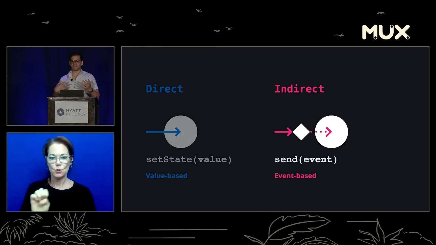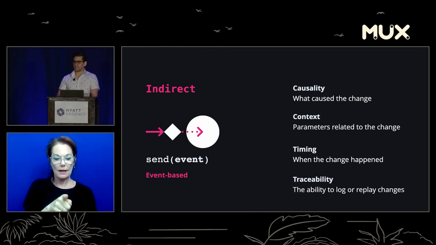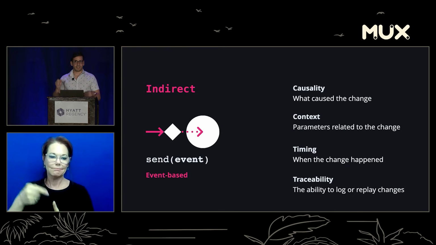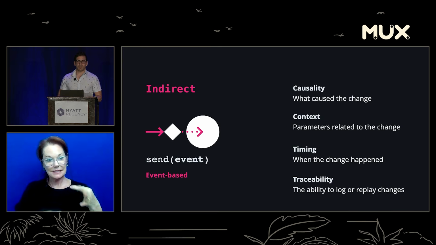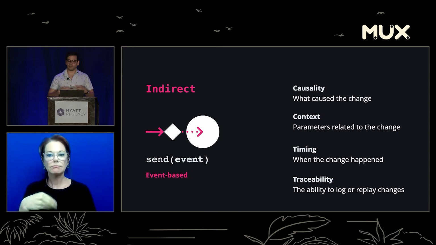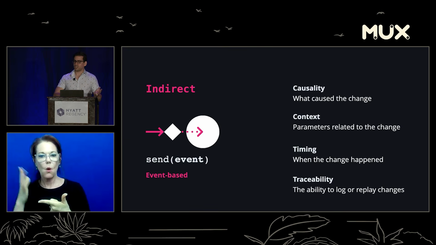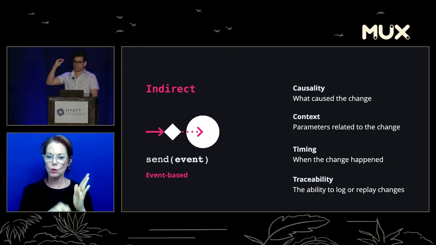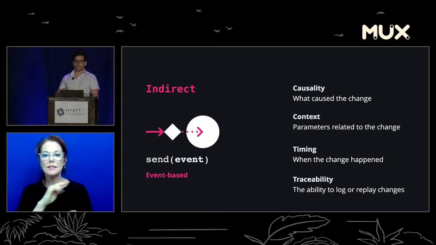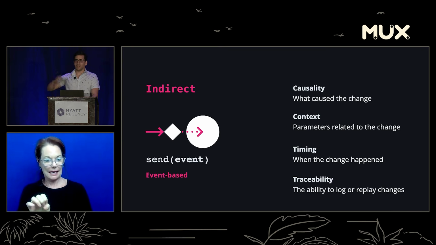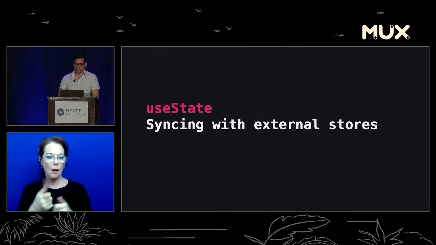And also it embraces an indirect pattern of updating states. And this is something I could talk about for hours, but essentially when you use events instead of directly updating state, you get a whole bunch of information. You get basically the cause of the change, any parameters related to the change, when the change happened, and essentially a log of traceability so you could actually see what are all of the events that basically led up to this state instead of the state just being updated from who knows where.